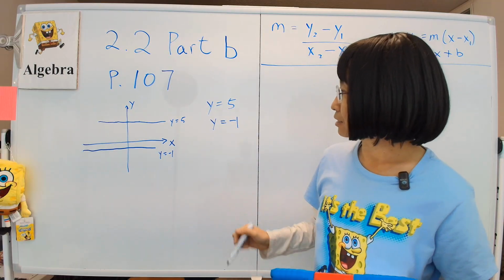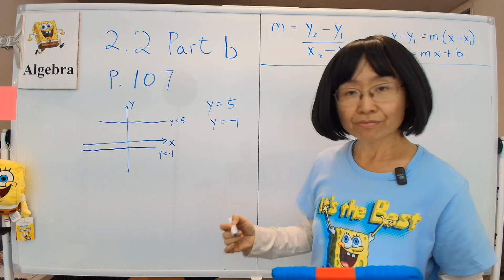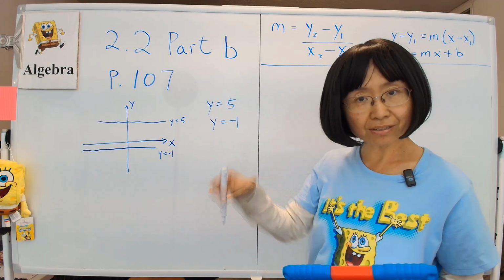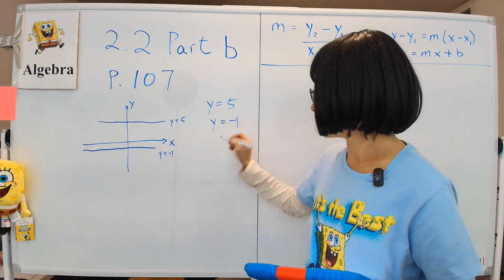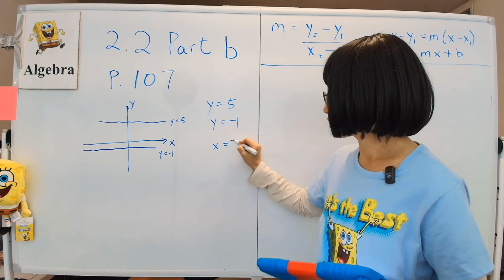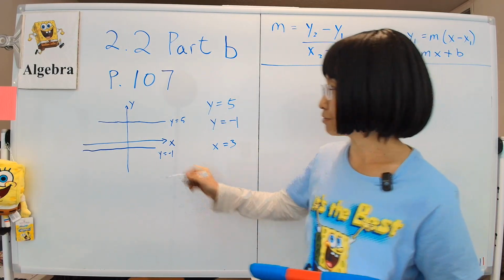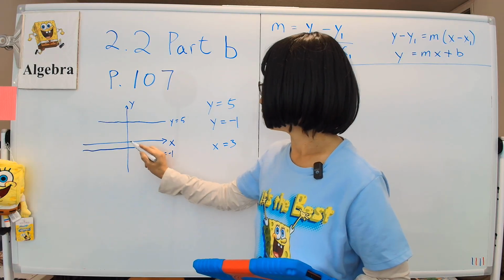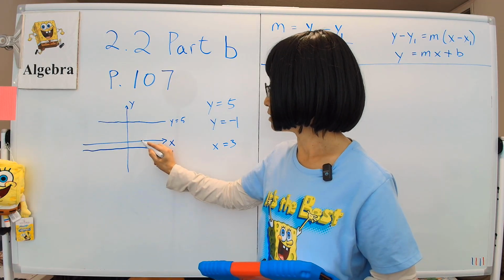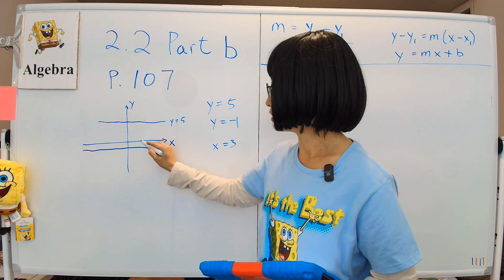Now, on the other hand, vertical lines, perfectly vertical lines, are described as, say, x equals 3. Why? Because it doesn't matter what the y value is, x is 3. For example, when x is 3, y can be 0, which is right here.